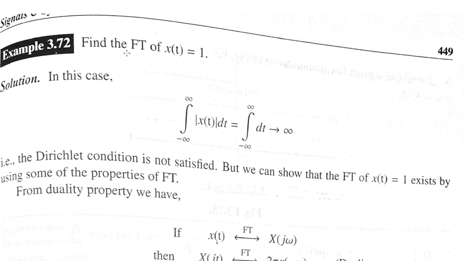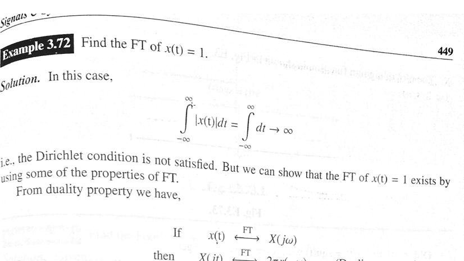The next problem is finding the Fourier transform of 1. When we are given delta of t, its value is 1, we have seen. So let's find the Fourier transform when x of t is equal to 1. Now in this case, we have some conditions for Fourier representations: one of them is that it should have a finite number of maxima and minima, the second is that it should have a finite number of discontinuities, and the third is that the signal should be absolutely integrable.